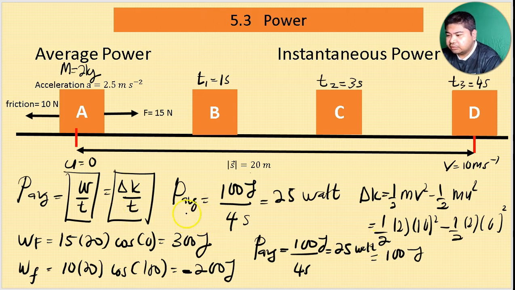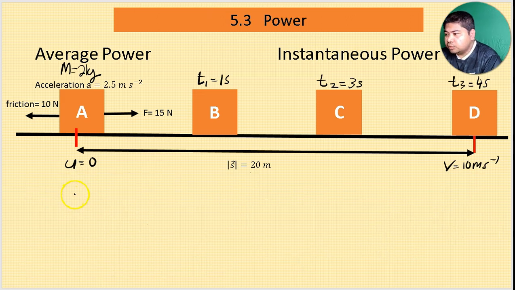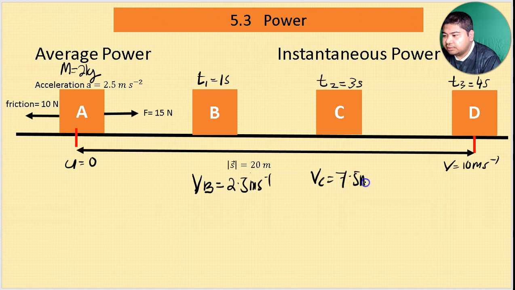Now I'm going to clear out the section here to explain instantaneous power. Okay, now we want to calculate the instantaneous power delivered to the block. So at point B, the velocity of the block is, let's say we write it as VB. So VB is 2.5 meters per second. At point C, the velocity of the block is 7.5 meters per second, and the velocity of the block at point D is 10 meters per second.